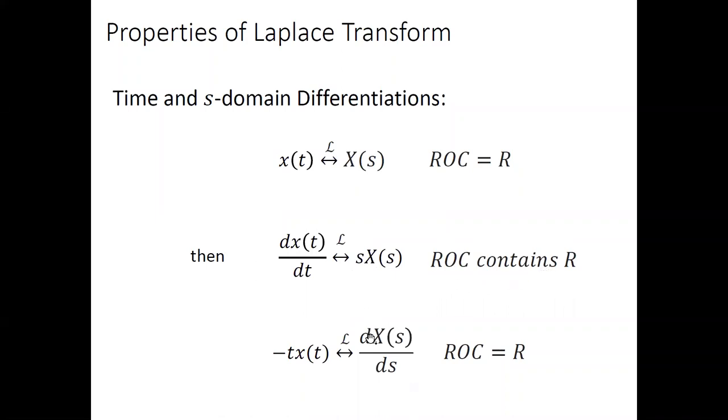And if we take the derivative of the Laplace transform function, so dX ds, then it is the Laplace transform of the signal minus t times x of t, which is again very similar to the Fourier transform, because in the last chapter we learned when we take dX j omega d j omega, then it corresponds to the Fourier transform of minus t x of t. So you can check the slide from the last chapter. For the s domain differentiation, the ROC does not change, so it's still the R for the original signal. So these are the two sets of equations.